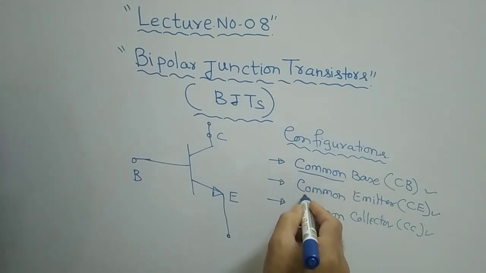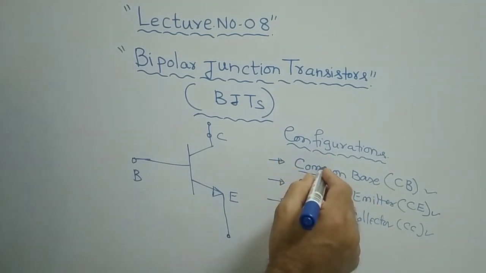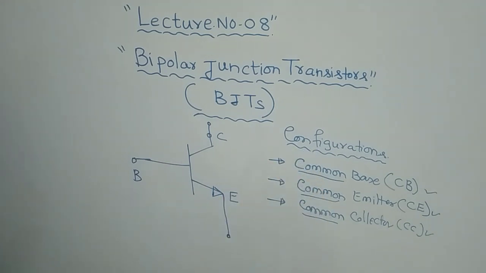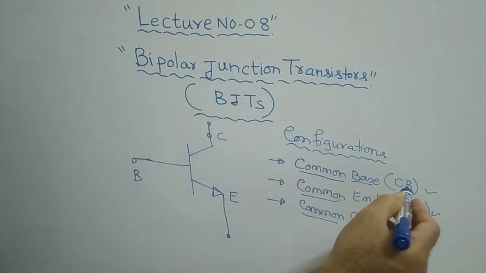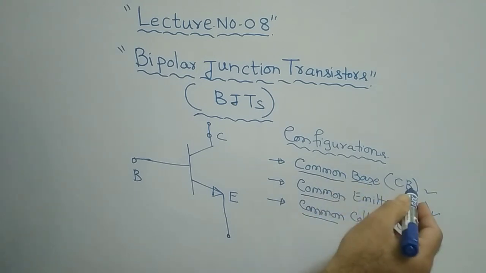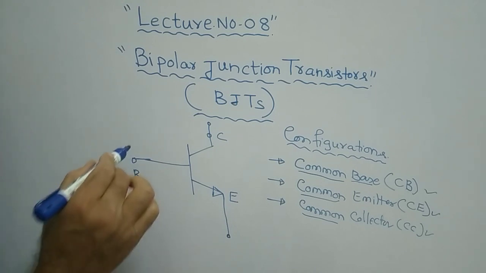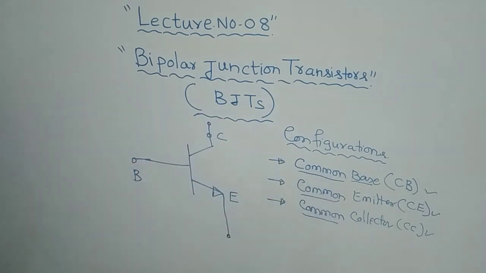What is the meaning of this common? In the three configurations, you can see the one common word: common base, common emitter, common collector. What do you mean by common? In common base configuration, common is nothing but the base terminal. The base terminal can be kept as common with respect to the remaining two terminals. That is the meaning of it.